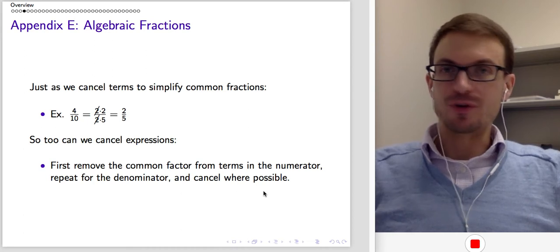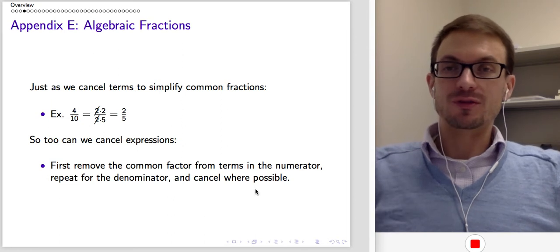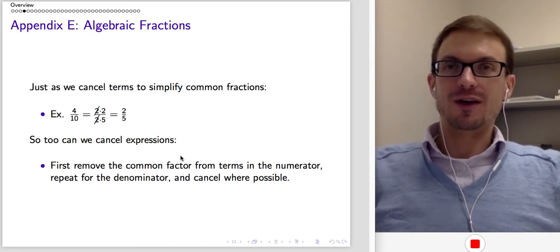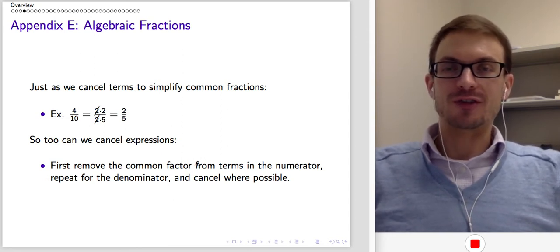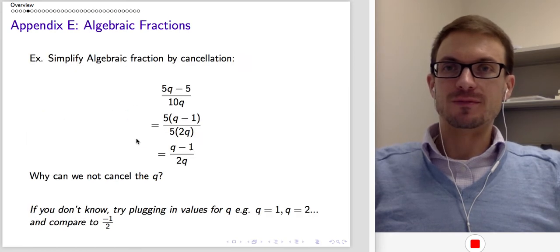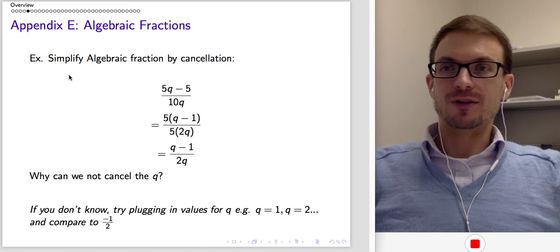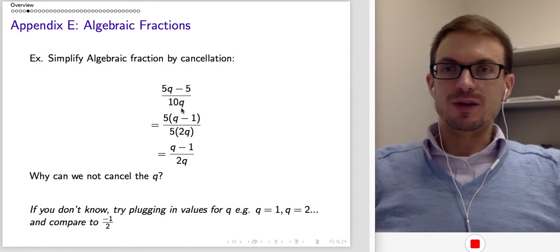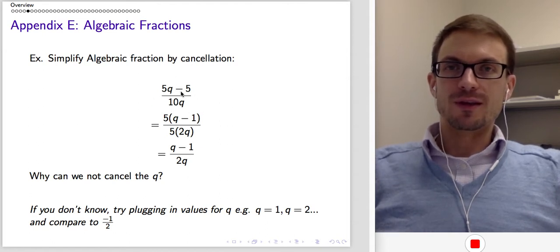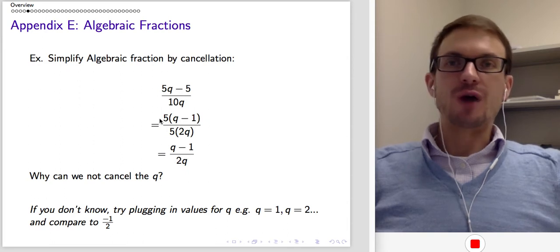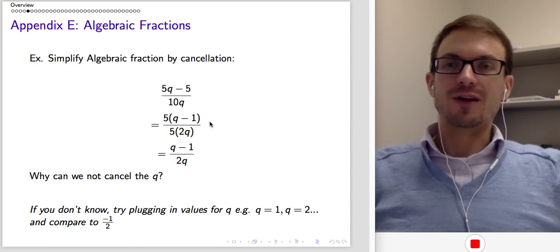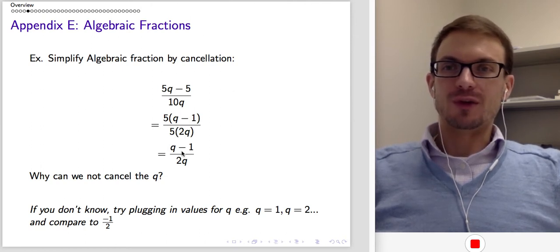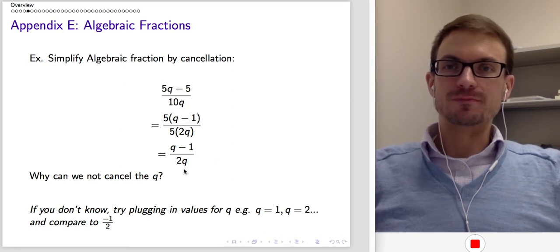It doesn't matter if we have numbers or if we have letters, expressions. All we're interested in doing is finding whatever the common factor is, factoring it out, and then seeing what is possible to cancel from the top and bottom of our expression. Okay, so let's try some examples. Let's simplify this algebraic fraction by cancellation. We have 5q minus 5 over 10q. Clearly we can factor a 5 out of the numerator, we can factor a 5 out of the denominator, and then we can cancel. And we're left with q minus 1 over 2q.